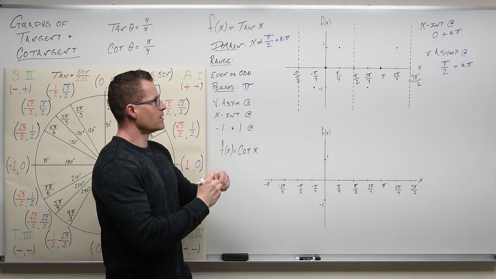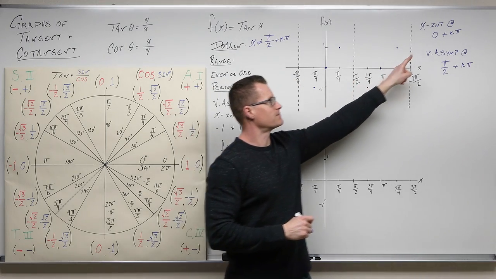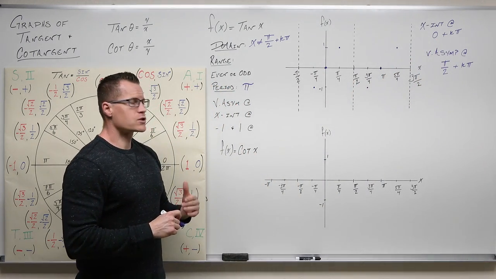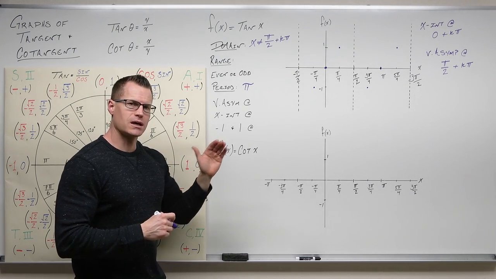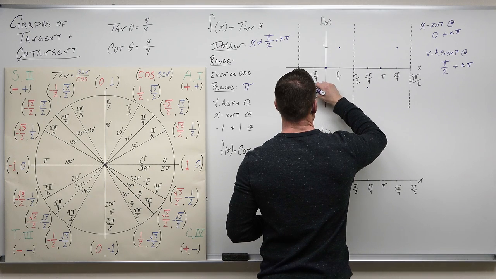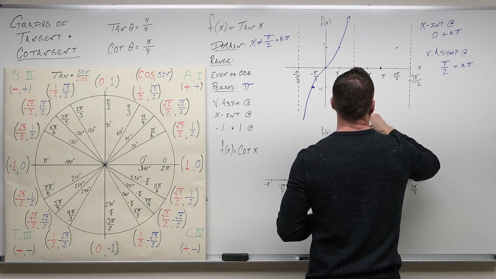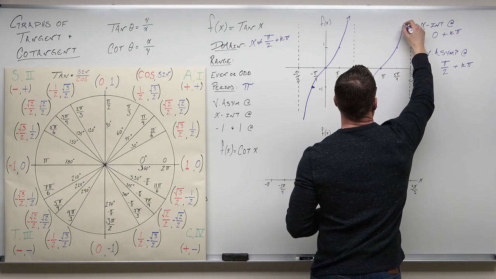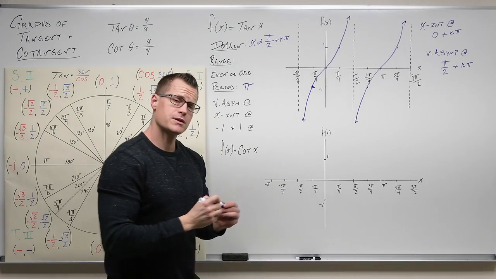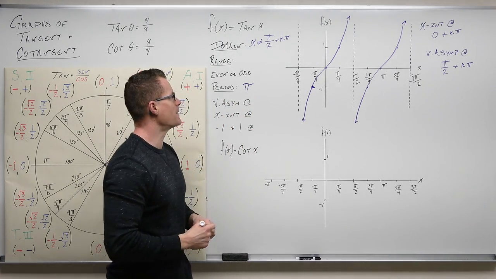And we can see it. Vertical asymptotes repeat every pi. It says it right there. X-intercepts repeat every pi. It says it right there. We kind of noticed that. We're just putting some meat on the bones now. So how this graph looks, it almost looks like a cubic. And it's going to repeat every pi interval. So the period's pi, it's going to repeat every pi.